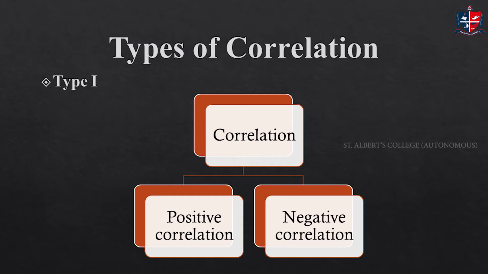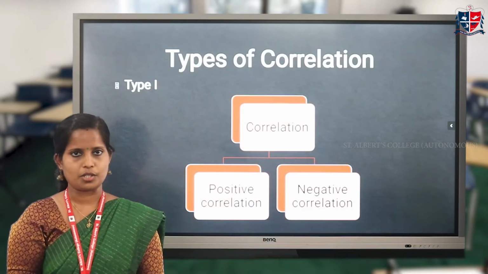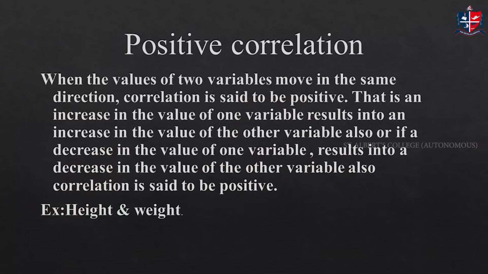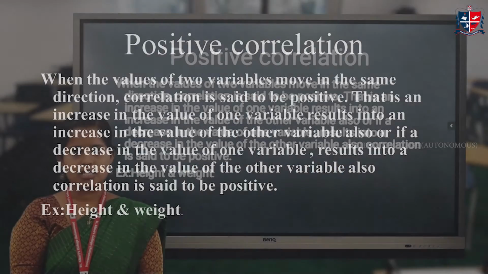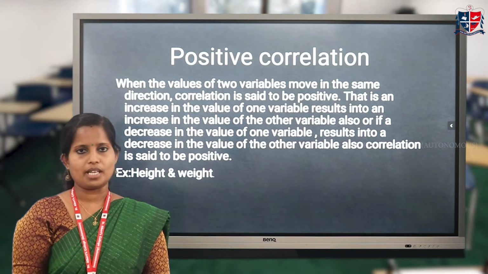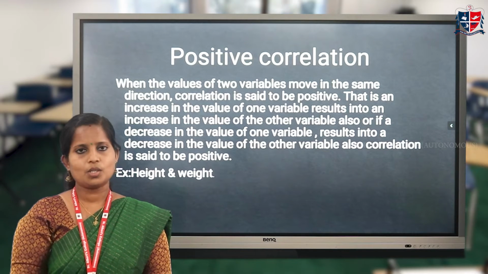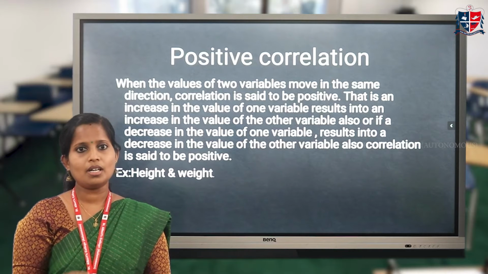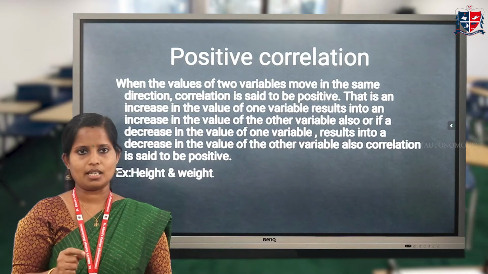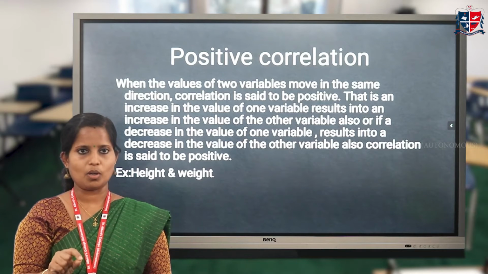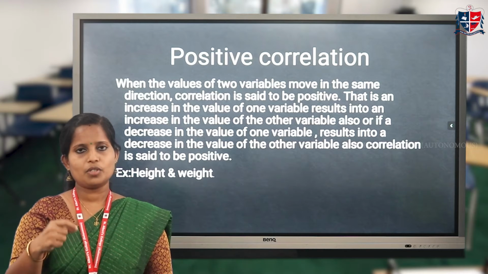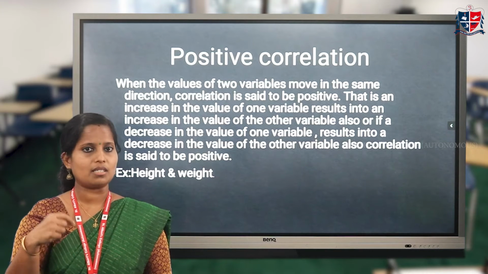The first classification is positive and negative correlation. First, what do we mean by positive correlation? Like the name indicates, if there is a positive change in two variables, we can say that the two variables are positively correlated. Positive change means that if a particular variable is increasing, there is an increment in the other variable also. If a variable is decreasing, there is a decrement in the other variable, which means both variables move in the same direction.